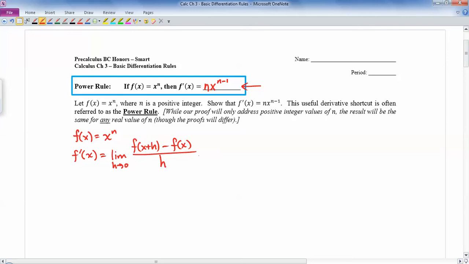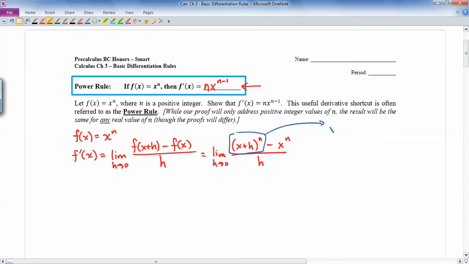Well, f of x plus h is really x plus h to the n. So if I write the limit as h goes to 0, this is going to be x plus h to the n minus x to the n all over h. Okay, so on the side here, I'm going to do something with this x plus h to the n term.